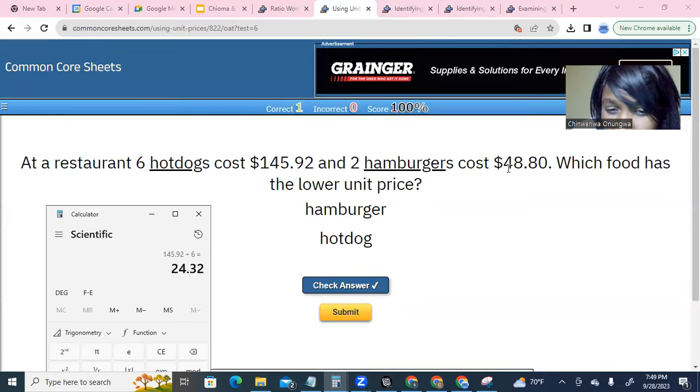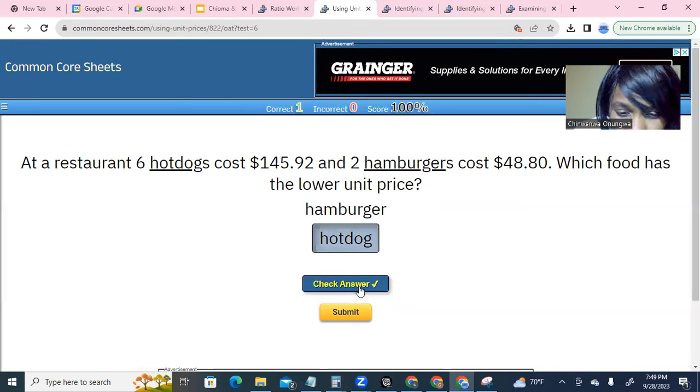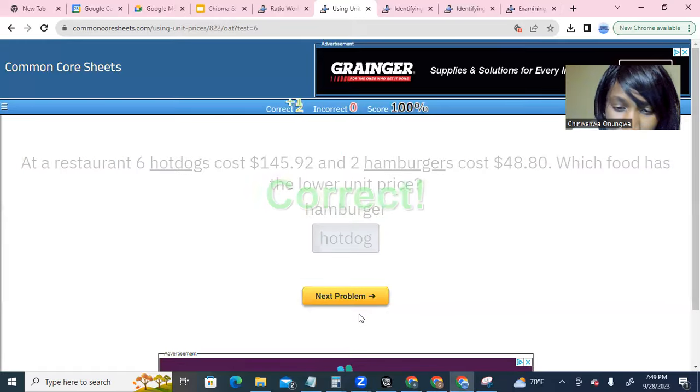And 48.80 divided by 2, that's kind of easy because these are all multiples of 2. That will be 24.40, so one hamburger will cost 24.40. Which one has the lower unit price? The hot dogs cost 24.32, while the hamburgers cost 24.40. So the hot dog would be my lower one. You just divide for the unit price. So that's what you do for this. Let's submit. Let's do one more.